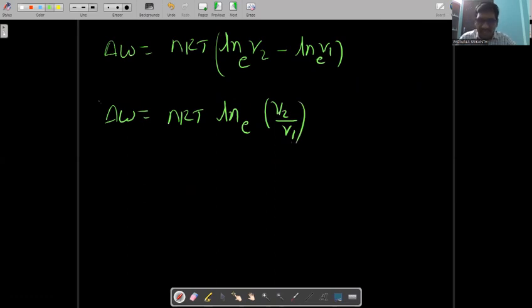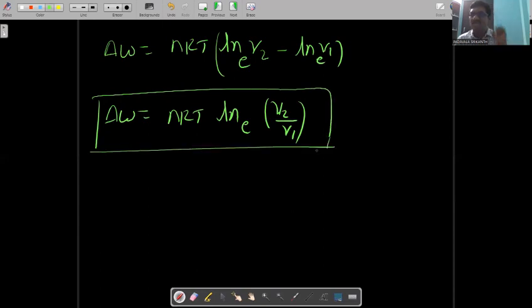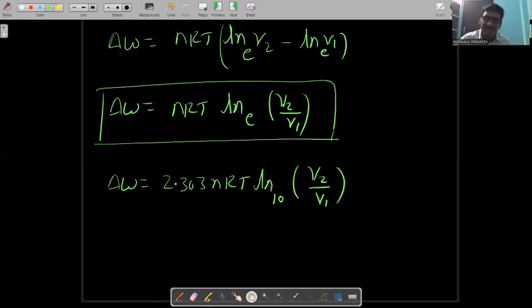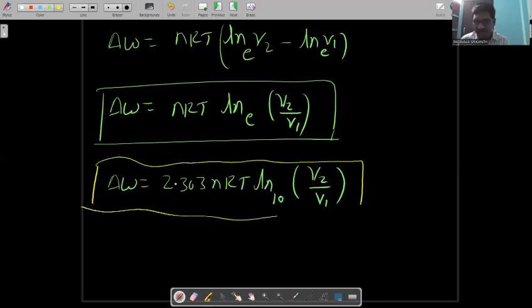Okay, so this is the work done of an isothermal process. Sir, actually we have e here. I want to convert it into the base 10 logarithm. Then we can write like this: 2.303 nRT log to the base 10 of V2 divided by V1. This is the formula actually required to apply in the examination.